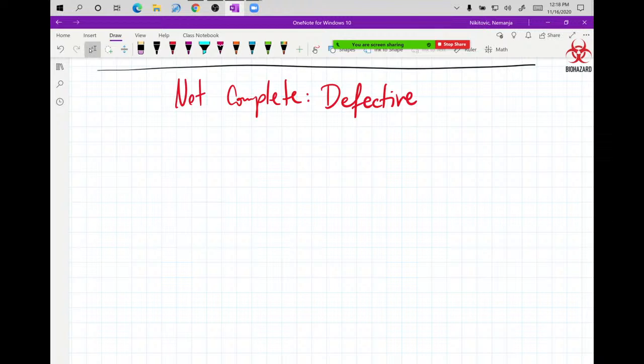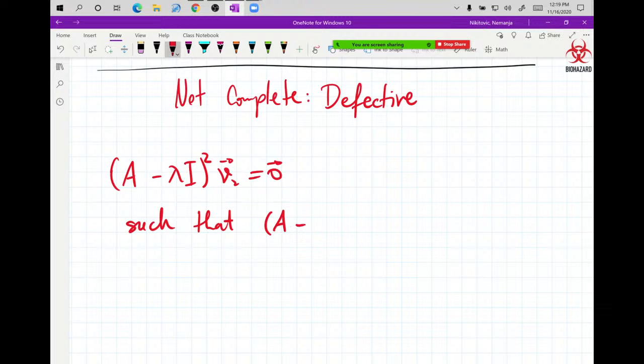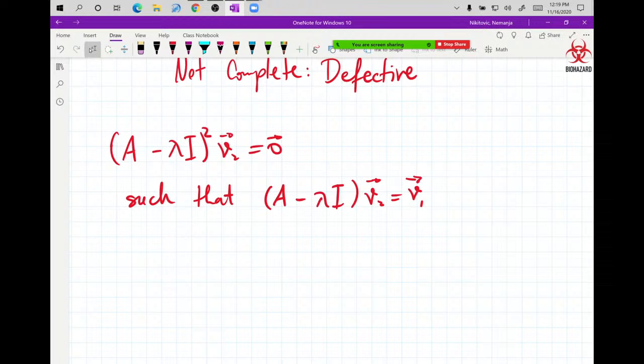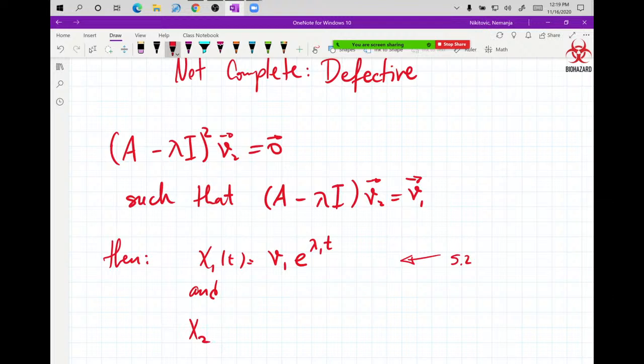So for the defective eigenvalue, we'll have A minus lambda I squared times v2 equals the 0 vector, such that, now we'll do the example so it will make more sense. I just have to write the algorithm down so we get that out of the way. V2 is equal to V1. There we go. Obviously you're going to use the first vector to calculate the second vector. And then the solution is x1 of t will be v1 e to the lambda 1 t. Guys, this is your 5.2 line. There's no difference there. But the new one is, and this is your new one. This is what we are studying now.